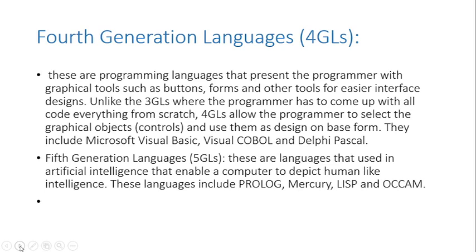We have the fifth generation programming languages. These are languages that use artificial intelligence that enable computers to depict human-like intelligence. These include Prolog, Mercury, Lisp, and Occam.